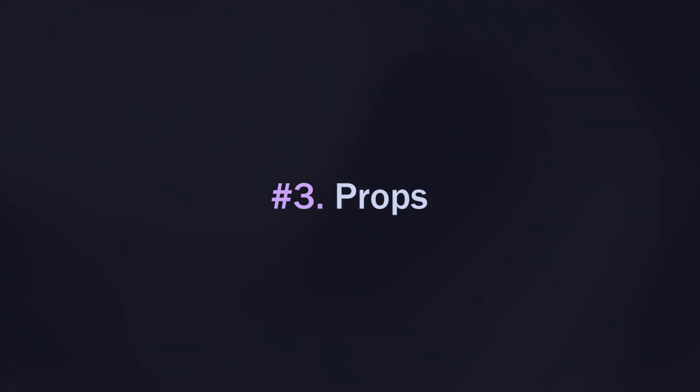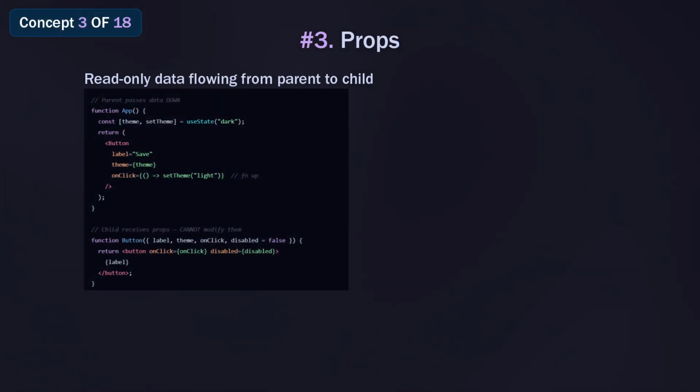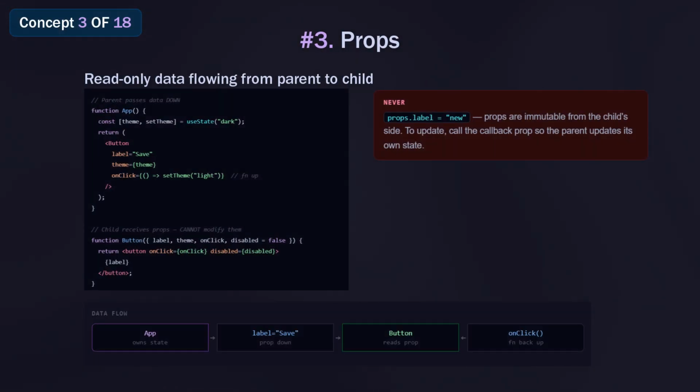Props. Props are how components communicate. They're the inputs a parent passes to a child, and the fundamental rule is this. Props are read-only. A child component can never modify the props it receives. This enforces unidirectional data flow. Data moves in one direction, from parent down to child. When a child needs to communicate something back up, it goes through a callback function that the parent passes down as a prop. Data down, functions up.